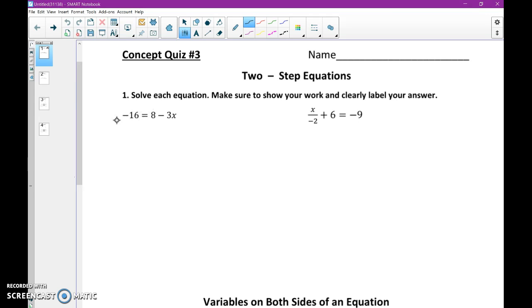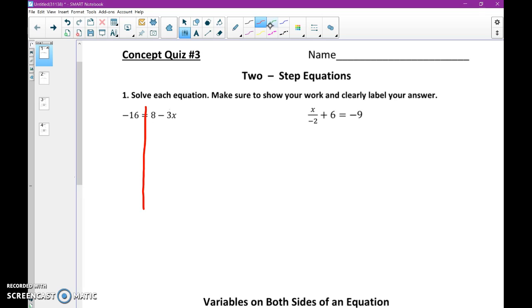So I don't want to do anything to this negative 16 over here. It's already away from x. Okay, don't make more work for yourself. I'm going to draw a line right down the middle with my equal sign. Let's look for like terms. Well, negative 16 is by itself, so I can't do anything with that. 8 and negative 3x, are those like terms? Do they both have x or do they both not have x? No, they're not like terms, so please don't do 8 minus 3 and make it negative 5 or negative 5x. You can't do that. So there's no like terms.